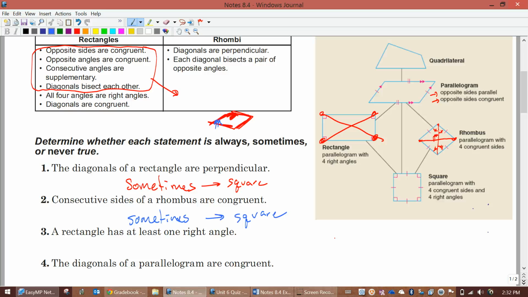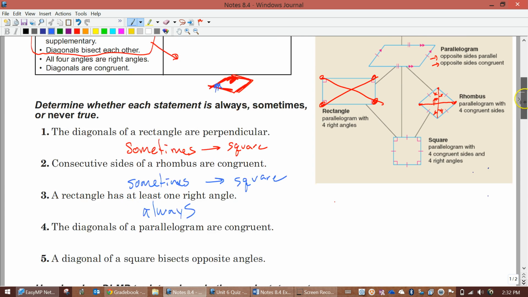Number 3, a rectangle has at least one right angle. What's the definition of a rectangle? 4 right angles. So does it always have one? Yeah, that's always.